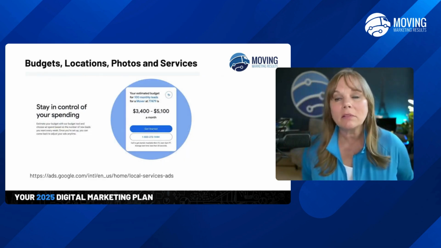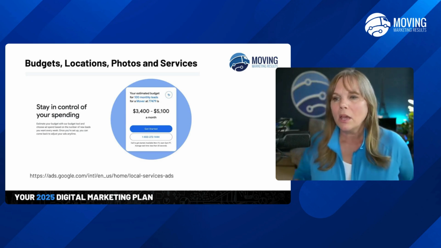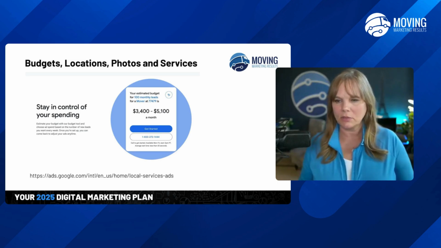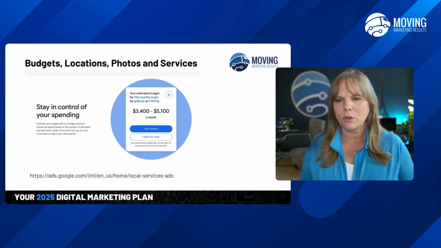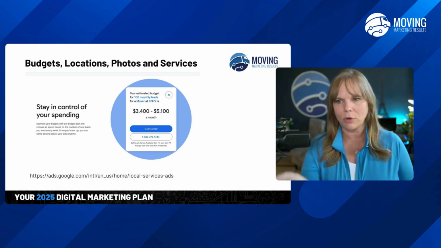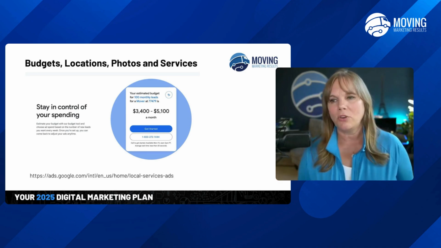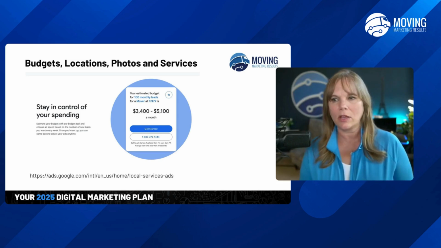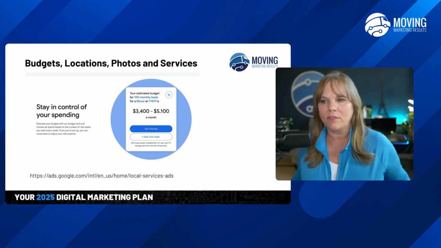Now, if you're curious about how much you should be spending, there's a tool. Let me see, do I have a link? No. Just Google Ads, local service ads. If you scroll down halfway through, there is an estimated budget tool that you can use. For example, I put in 100 monthly leads in the 7749 area code for the phrase mover, and it gave me $3,400 to $5,100 a month.